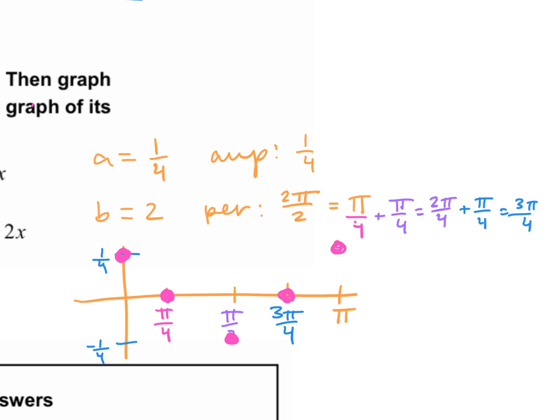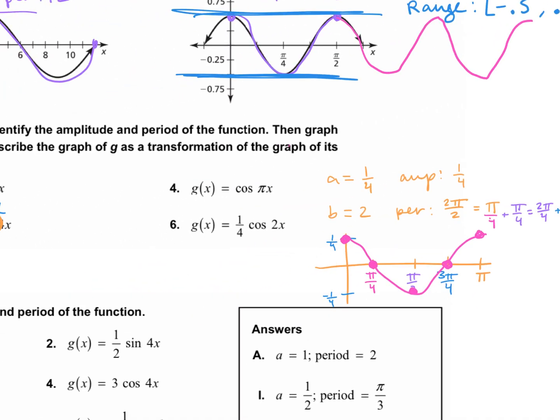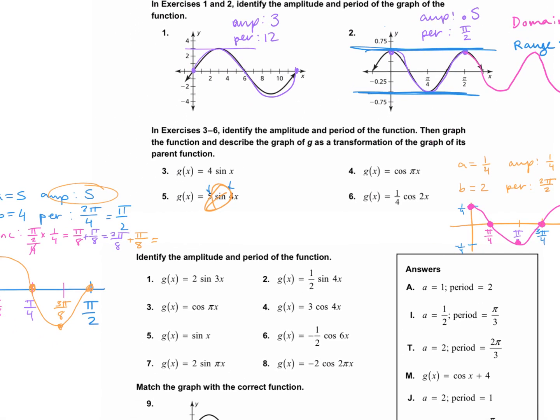Like that. And then we can just connect our dots. So this is our cosine graph. Your sine graph will always have this shape, and your cosine graph will always have this shape. Sine always starts at 0, cosine starts at 1, and then it's just the same pattern.